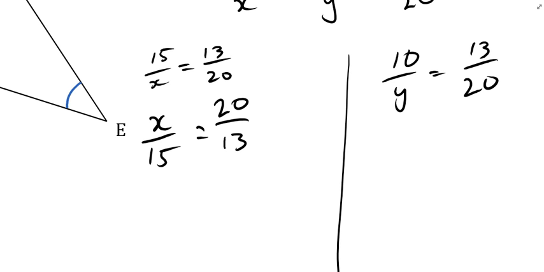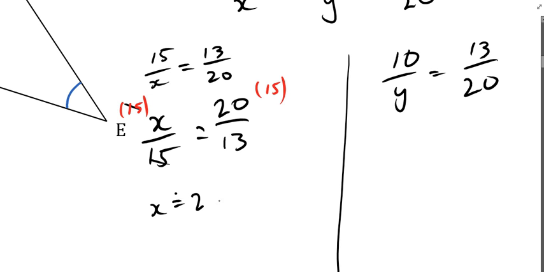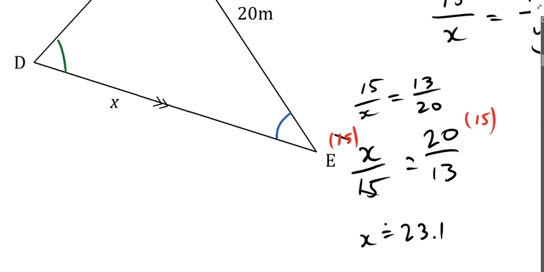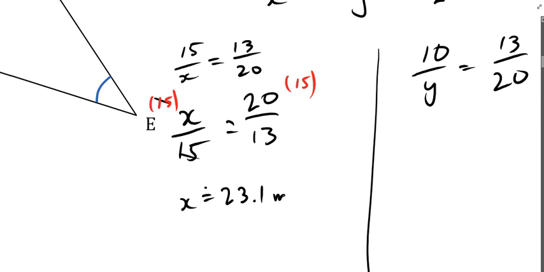And some people like to do the cross-multiplying thing here, but you don't have to. It's even easier if I just multiply both sides by 15, and on this side, the 15s are gone. That's why that works. And then I'm going to need my calculator for that. We're going to round this to one decimal place. I do 20 times 15 divided by 13. And I got 23.1 meters.